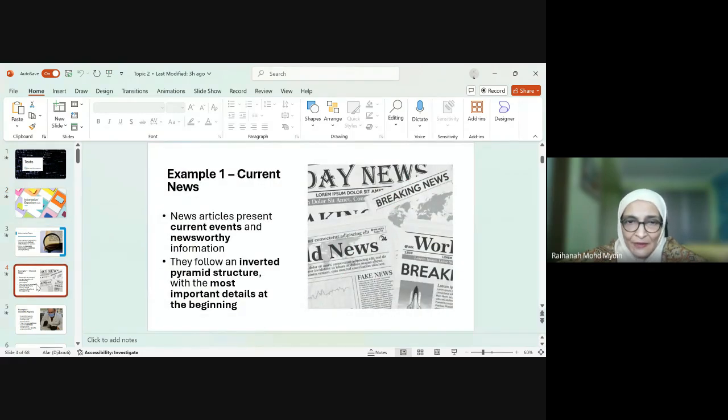You have various examples. Again, these examples may vary according to readers, but some of the examples include news, especially focusing on current news.